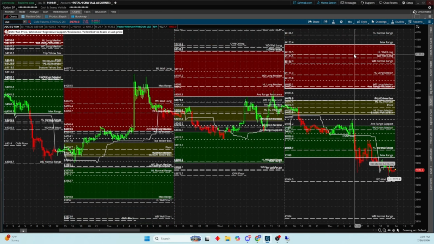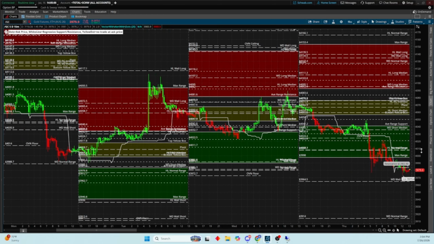But we also, ignoring all of these white dash lines with labels like normal range, wall long, long median, ignore all those because we'll go over that in the next workshop. That comes from the spread monster. But these white dash lines with no values listed on them, you'll see there's times where we bounce off them really well.